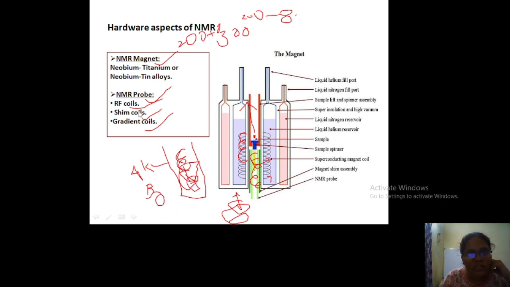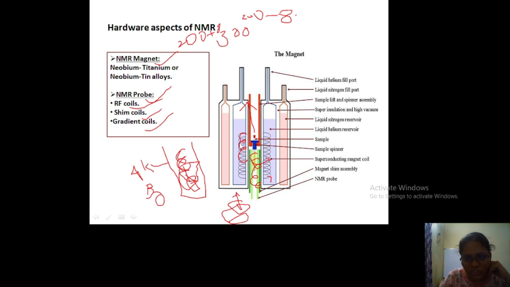These currents will compensate for the drifts in the magnetic field. So this technique is called shimming. By performing this shimming, one can ensure that the magnetic field is homogeneous throughout your sample.